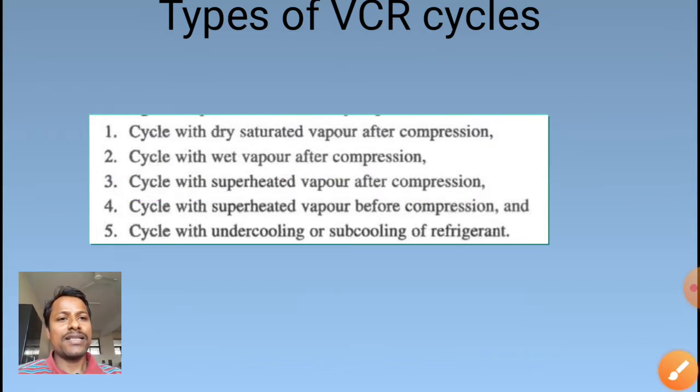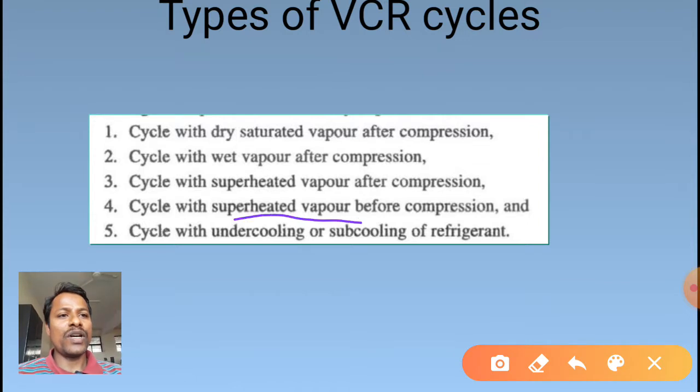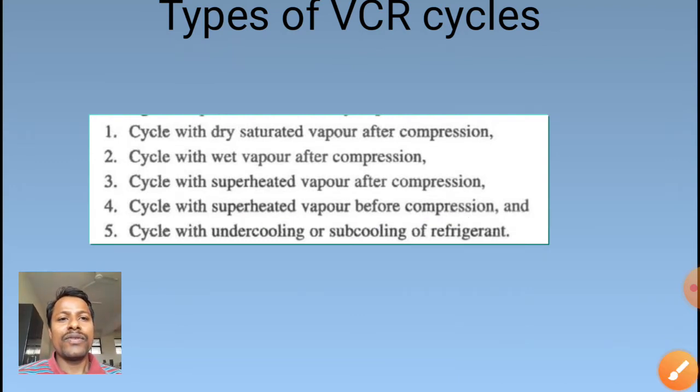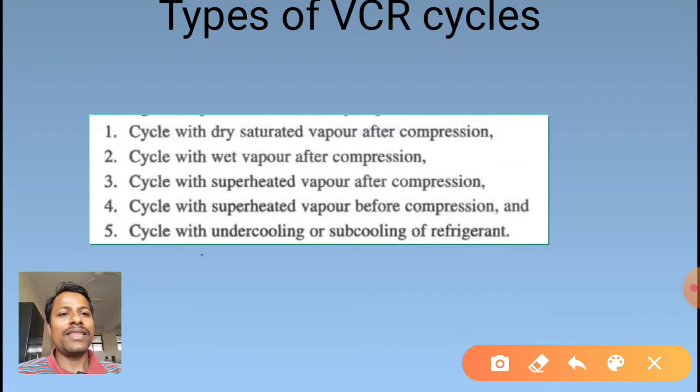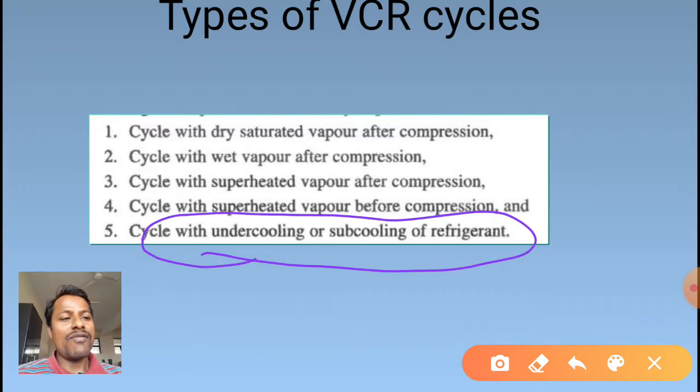The next one is the cycle with superheated vapor before compression. At the compressor inlet itself the refrigerant vapor is superheated. The fifth one is the cycle with undercooling or subcooling of refrigerant. We will understand this fifth case in detail in the next slides.